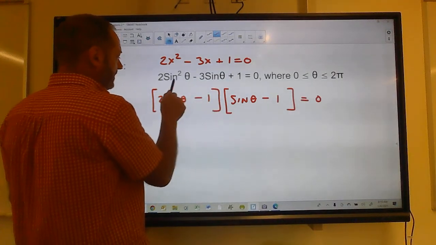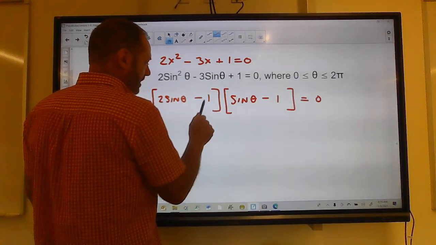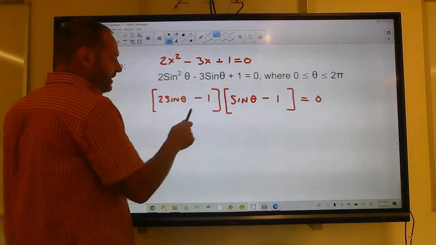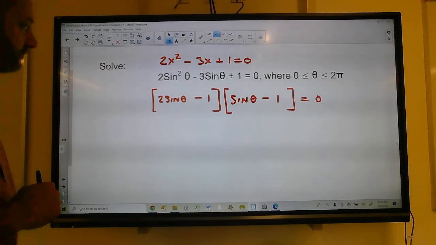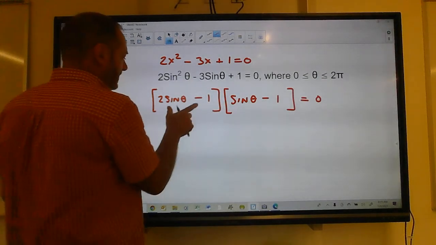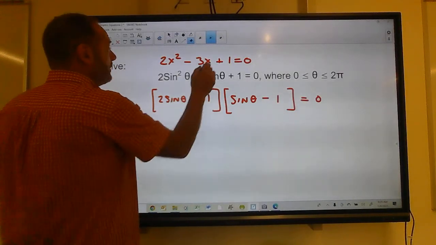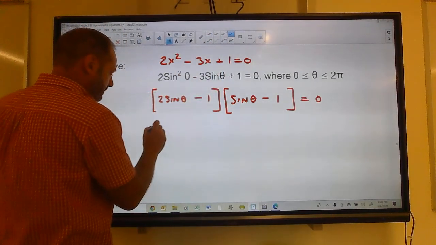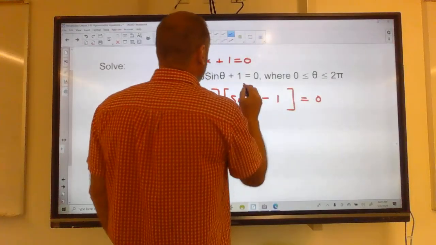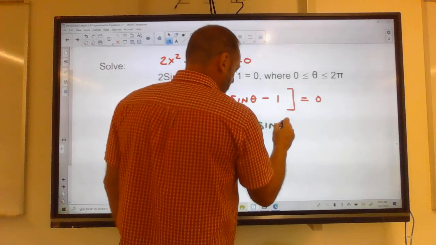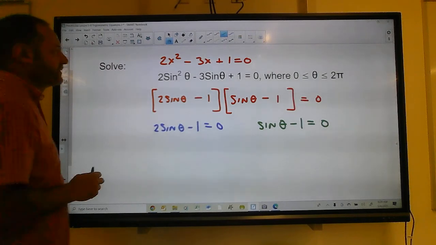So 2 sine theta times sine theta is 2 sine theta squared. That's negative 2 sine minus another sine, that's negative 3 sine theta. And then negative 1 times negative 1 is positive 1. So we've got this factored correctly. Now, this breaks into two equations because either this is 0 or this is 0. So this is going to be 2 sine theta minus 1 equals 0. And over here, we'll get sine theta minus 1 equals 0. And now we just got to solve both of these equations.